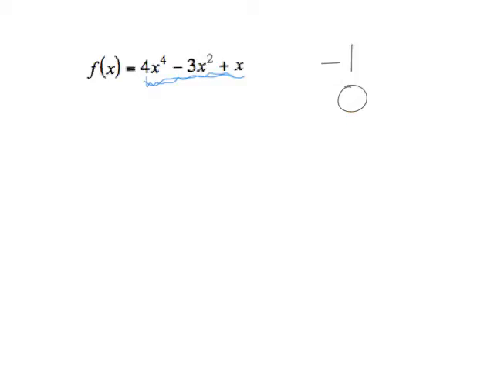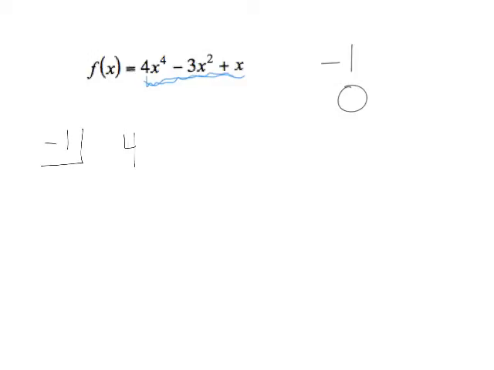Simply because each term has an x, you could have factored out an x and rewritten it as x times 4x to the third minus 3x plus 1. If you didn't catch that, that's okay. Again, you really just have to worry about your synthetic division. Sorry about that, guys. So I'm going to do the -1 first.